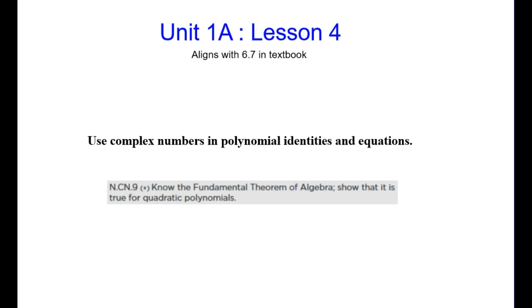Unit 1A, Lesson 4. This lesson will align with 6.7 in your textbooks. The one standard we are going to cover in this lesson: know the fundamental theorem of algebra, show that it is true for quadratic polynomials.